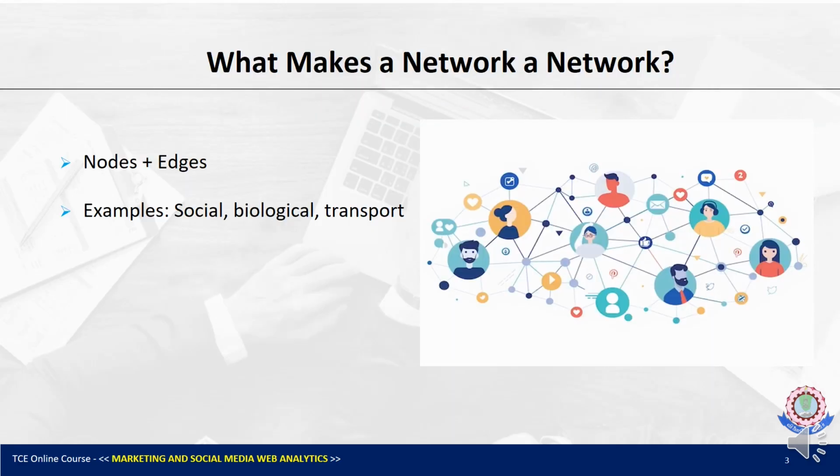What makes a network a network? A network is a collection of nodes and edges. Nodes represent entities such as people, accounts, websites, or devices, and edges represent relationships between those entities, like friendships, followers, communication links, hyperlinks, etc. Networks appear in social media platforms, transportation routes, communication systems, and more. Understanding these networks helps us analyze interaction, information flow, and influence.